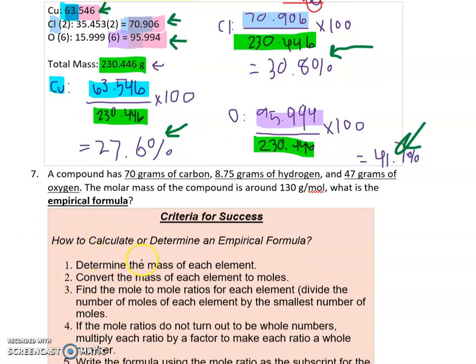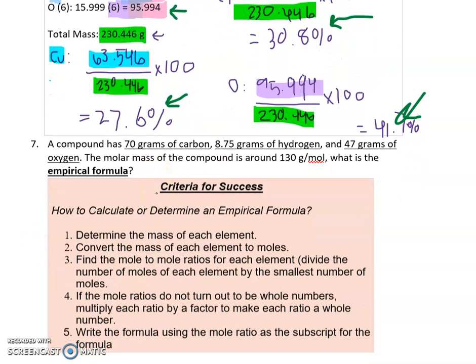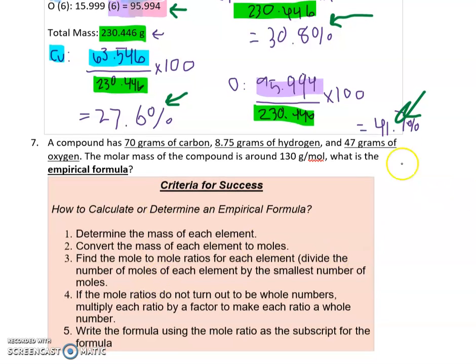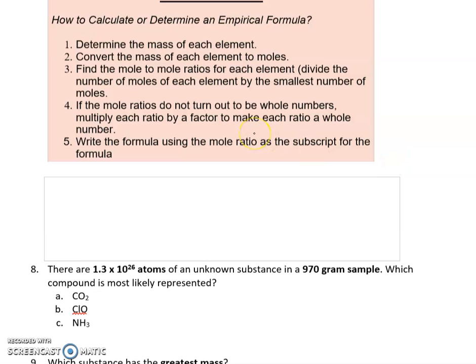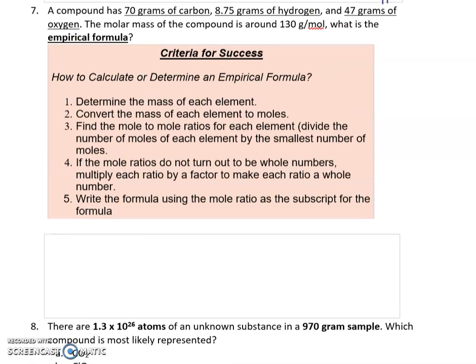Okay, now let's move on to number 7. So we are solving for the empirical formula. It's a little slow because I'm writing so much on this screen. There it goes. Okay. A compound has 70 grams of carbon, 8.75 grams of hydrogen, and 47 grams of oxygen.